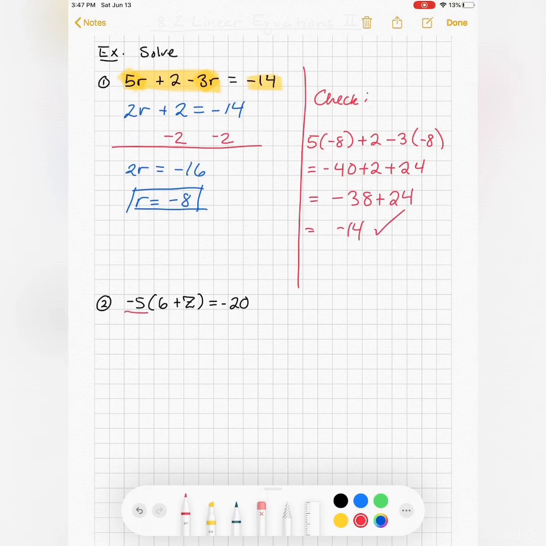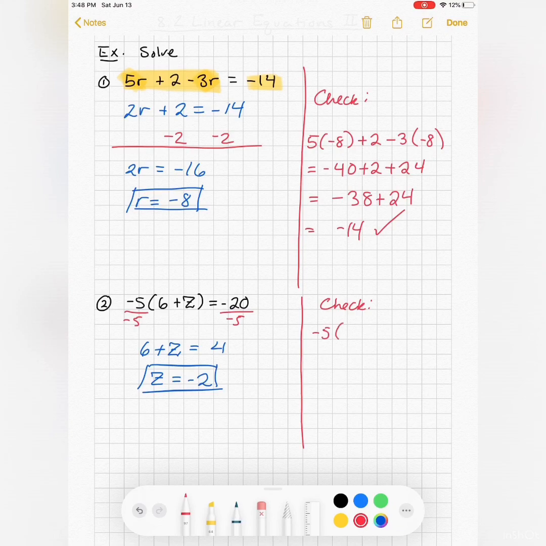Here I would start by dividing by negative 5. And then subtract the 6. And that checks.